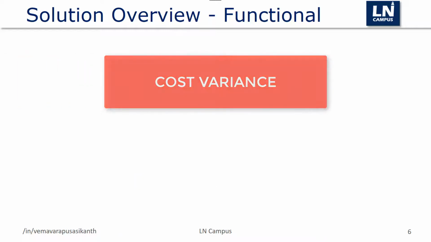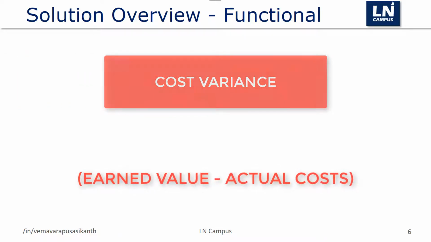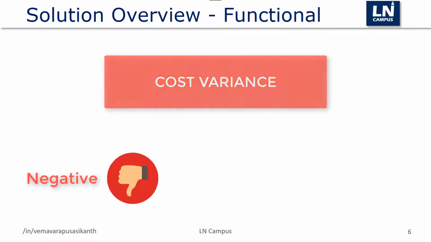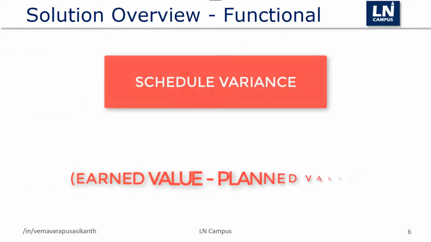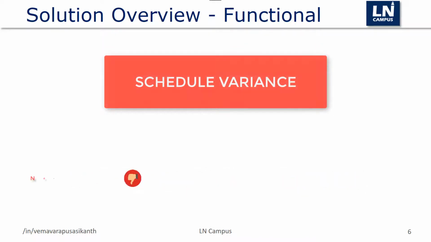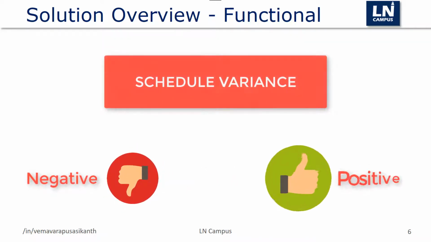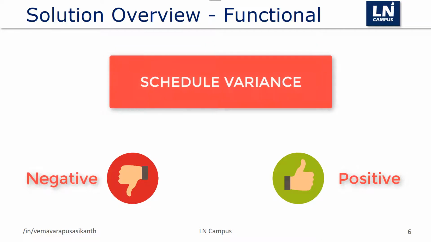Cost variance. The difference between the earned value and the actual costs. Negative is over budget and positive is under budget. Schedule variance. The difference between the earned value and the planned value. Negative is behind schedule and positive is ahead of schedule.